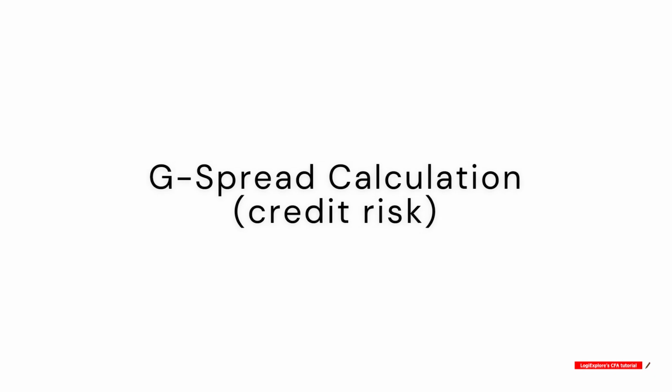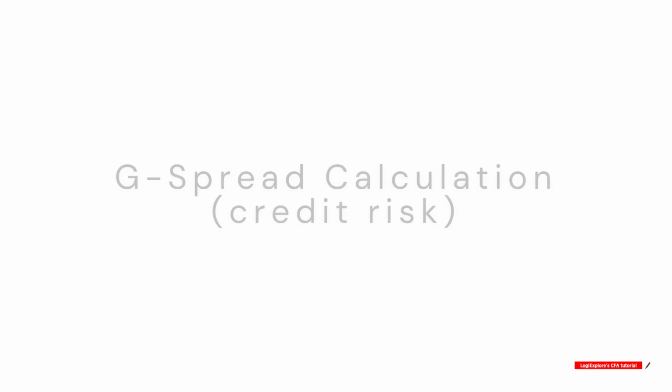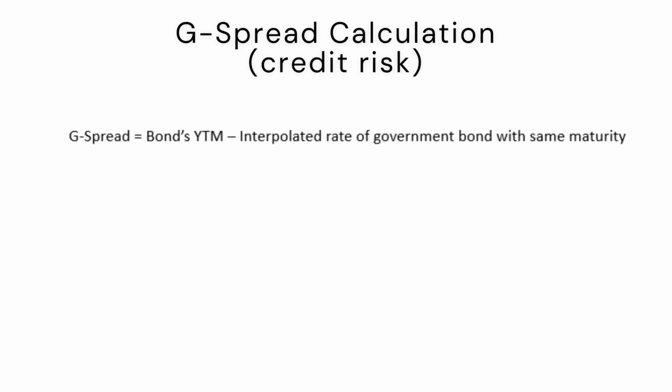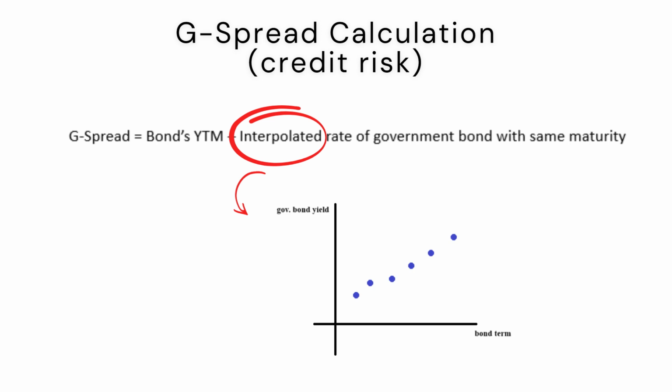Today, let's look at how to calculate the G-spread, a measure of a bond's credit risk. G-spread is the difference between the bond's yield to maturity and the interpolated rate of a government bond with the same maturity. The need to interpolate is due to the fact that government bonds are not available for all maturities. So, when there is no quote for a specific maturity, we take our best guess using linear interpolation.